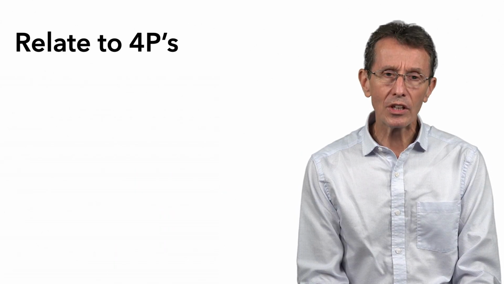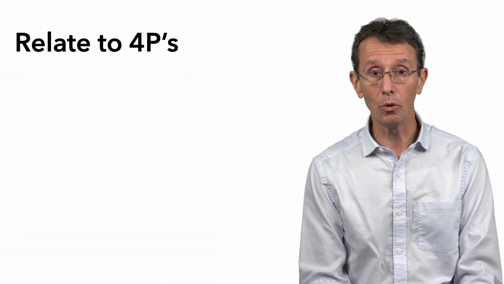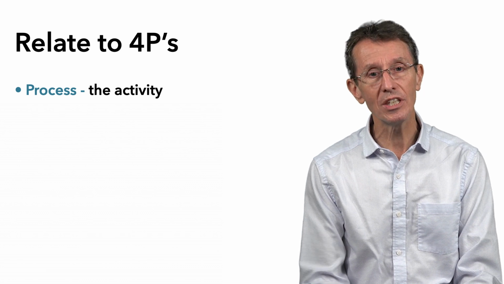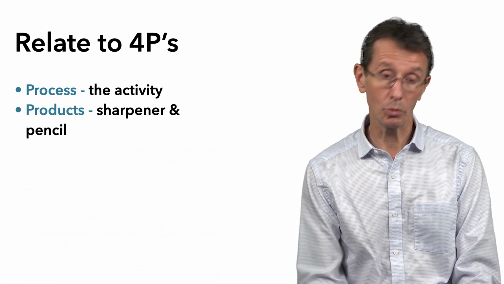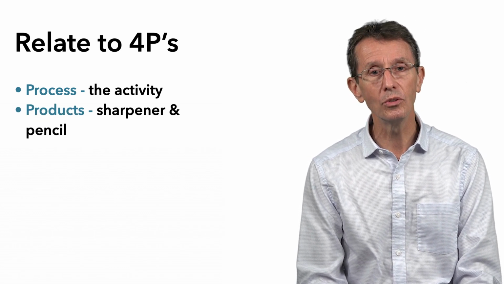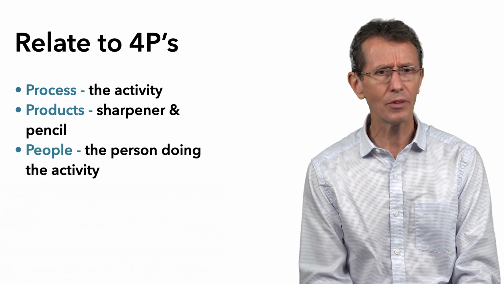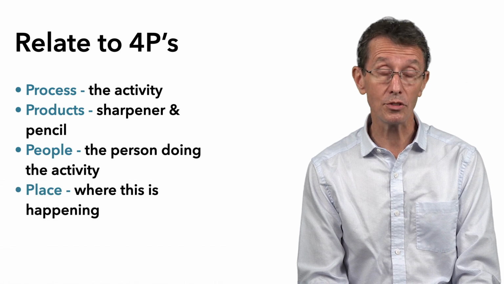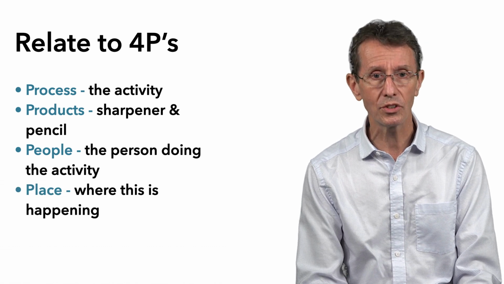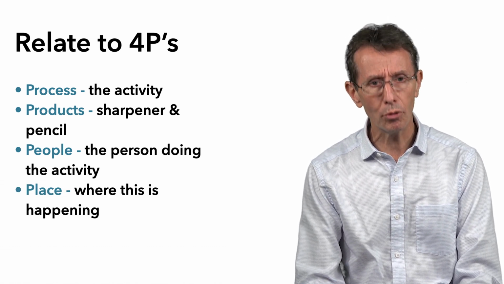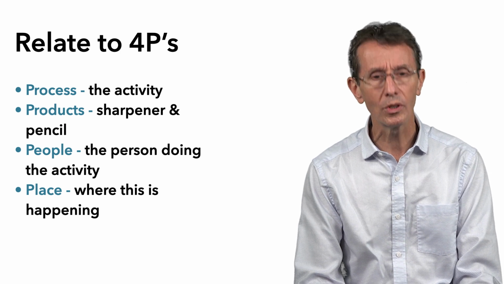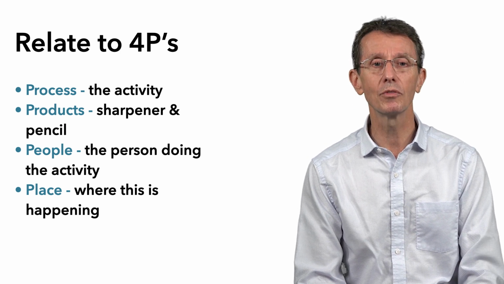If you think about the things that I just mentioned, the two products and the twisting and the sharpness, actually they relate back to those 4 Ps. The process, the activity that was going on, the products, which were the sharpener and the pencil, and I noted those, the people, the person doing the activity, and how it feels for them, and how they know what's going on, and the place where it's happening. Where does the waste go? So the 4 Ps are our prompts to try and stay broad and stay thorough in our observational research.